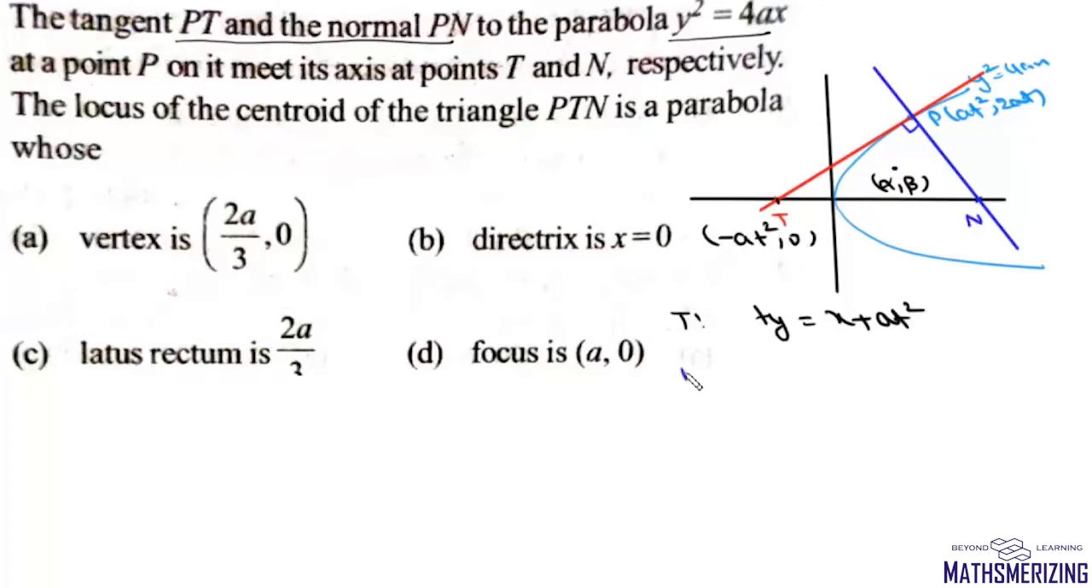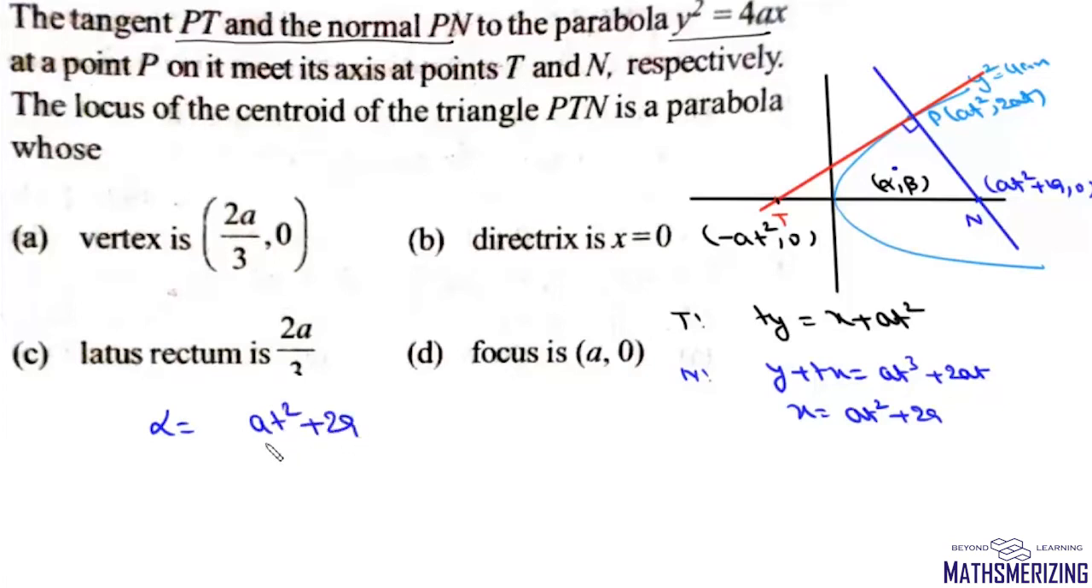Now the equation of the normal to this parabola will be y + tx = at³ + 2at. Now again this point N lies on the x-axis, so again we'll put y as 0. Now here we'll get x as at² + 2a. So this point N will be (at² + 2a, 0). Now we'll need to find the centroid of this triangle. So this alpha will be (at² - at² + at² + 2a)/3, so it will be (at² + 2a)/3, and then we'll also find beta.